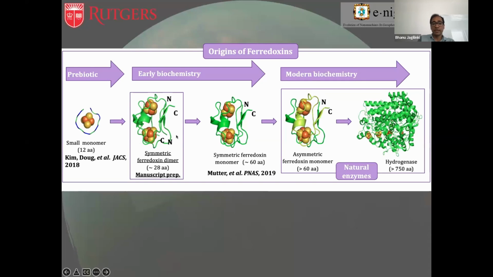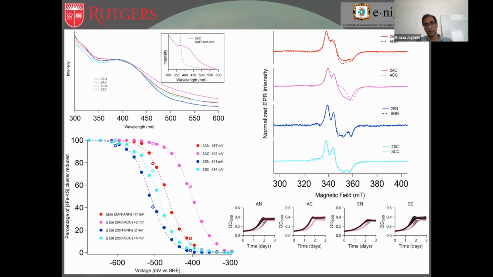So to address that, I started working on this project, and here is the data. I'm really sorry for this overcrowded slide, but I just wanted to quickly go through this. These half ferroxins, I would call 2AN, 2AC, 2SN, and 2SC. When we reconstitute with iron and sulfur salts, they definitely have iron-sulfur clusters. And this is the UV-visible data. This inset shows that when we add sodium dithionite, the cluster is completely reduced, and you would see the saturation of the 400 nanometer peak.